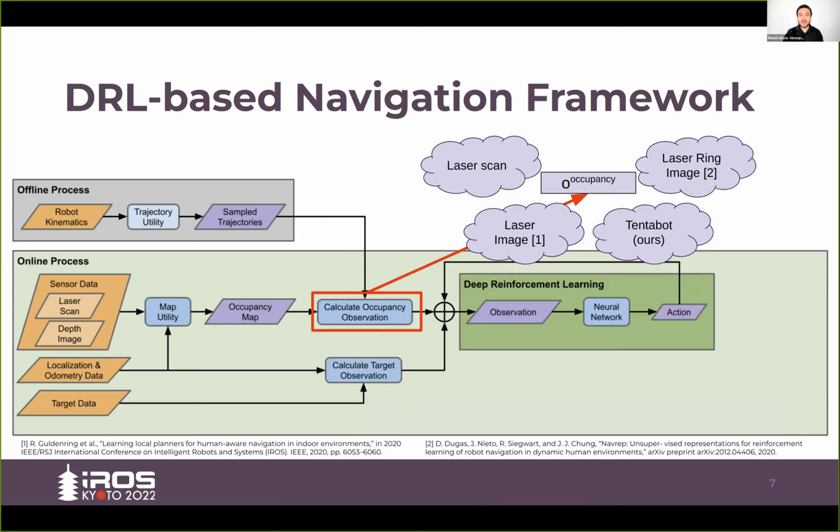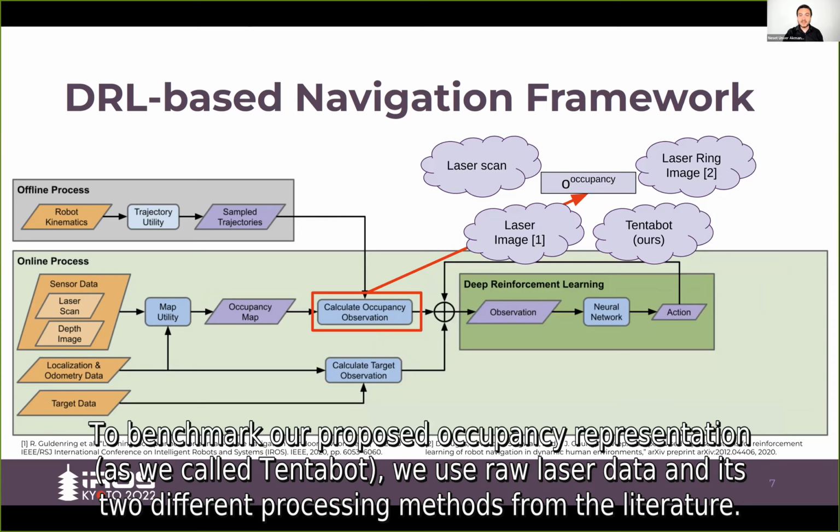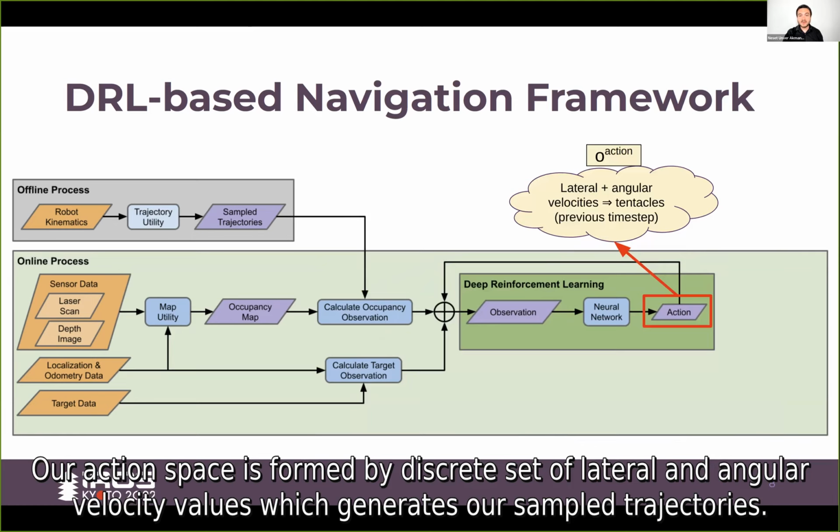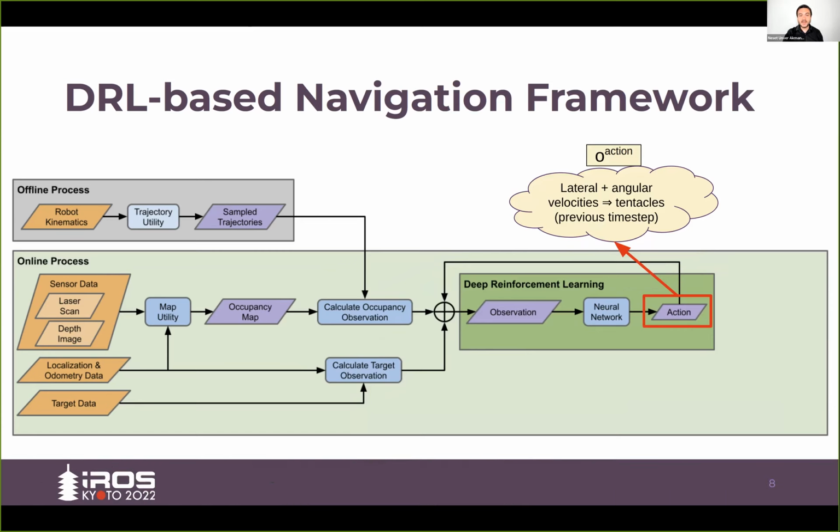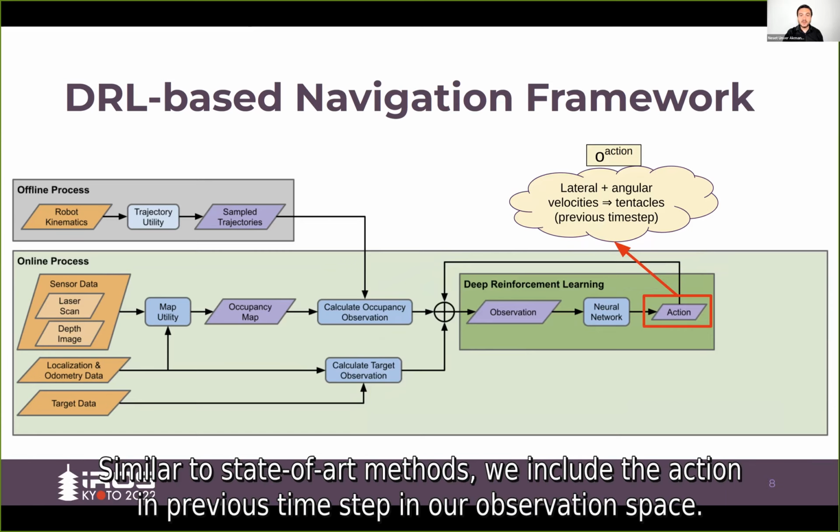To benchmark our proposed occupancy representation, as we call Tentabot, we use raw laser data and its two different processing methods from the literature. Our action space is formed by a discrete set of lateral and angular velocity values, which generates our sample trajectories. Similar to state-of-the-art methods, we also include the action in the previous time step into our observation space.